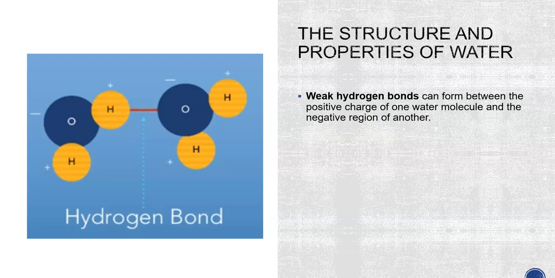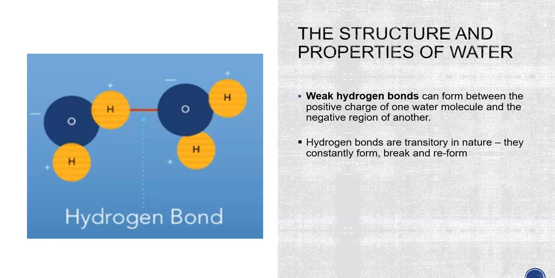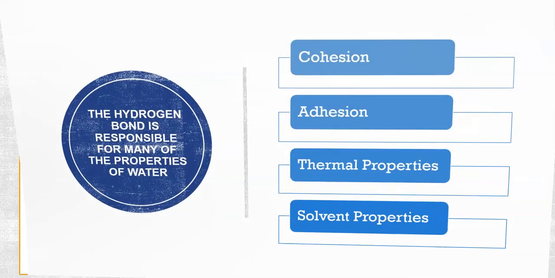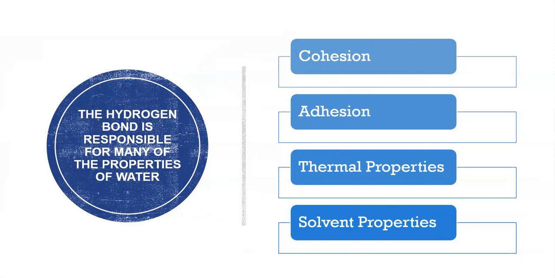Weak hydrogen bonds can form between the positive charge of one molecule and the negative region of another, and you can see that in our diagram here. So you've got that positive charge on the hydrogen and that negative charge on the oxygen. Hydrogen bonds are transitory in nature. They constantly form, break, reform. Okay, so there you can see all the hydrogen bonds around that little hierarchy structure there of our water molecules. Obviously, it's not actually that neat all the time. Nature is not always that neat.